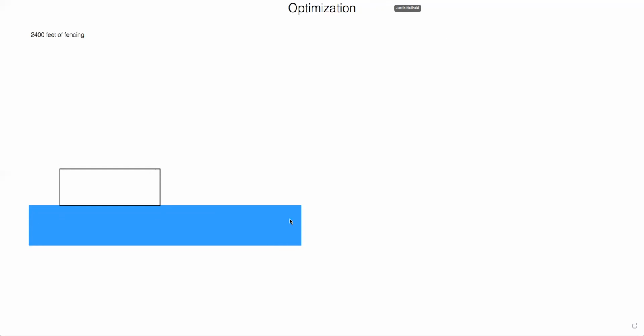The idea is that there's only three sides of the fence. The river is a natural border. I guess he's just banking on the fact that his animals aren't going to go crazy and hop in the river. I don't know if that's wise, but that's what's going on here. So we have an amount of feet of fencing. He's trying to fence off the field, and he needs no fencing along the river, as we can tell by the picture. What are the dimensions of the field that has the largest area?